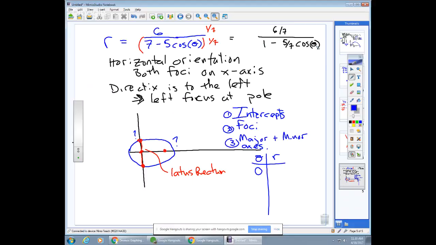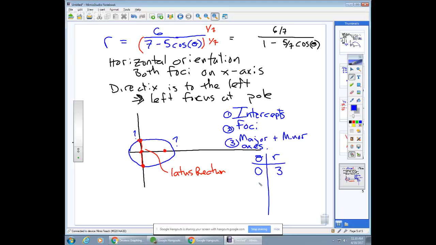Well, cosine of 0 is 1, so I'll get 1 minus 5/7, which is what, 2/7? 6/7 divided by 2/7 is 6/2 or 3. So I'm going to get a 3 there.